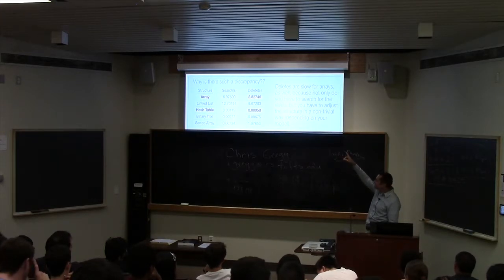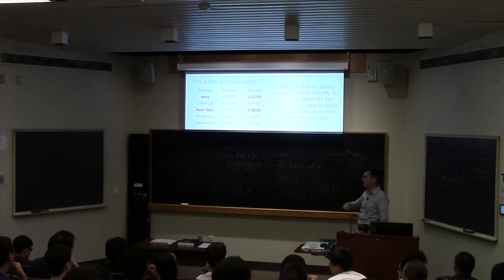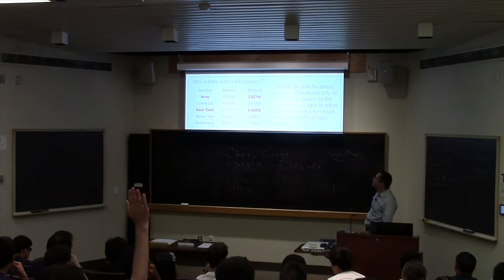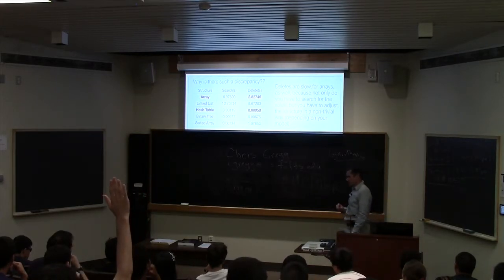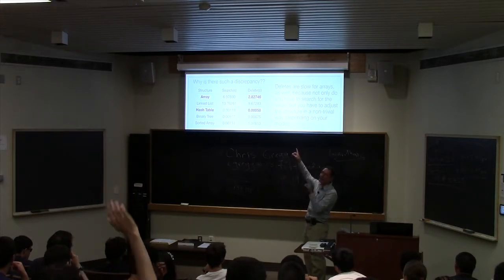Why do deletes take less time than searches? Any ideas? Yeah. Because you don't need to go through the whole list. Once you find it, you can just delete it. Well, you still need to search for it though. And searching was the exact same, well, okay, by the way, in this case I forgot.